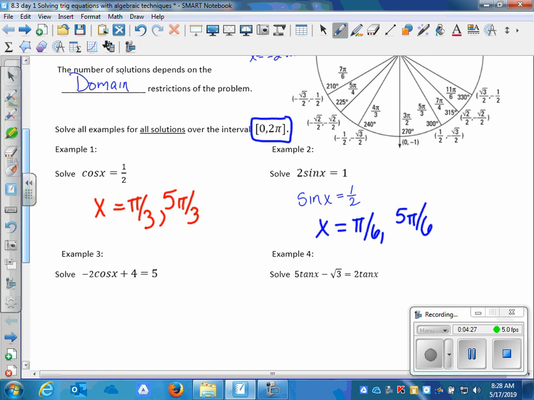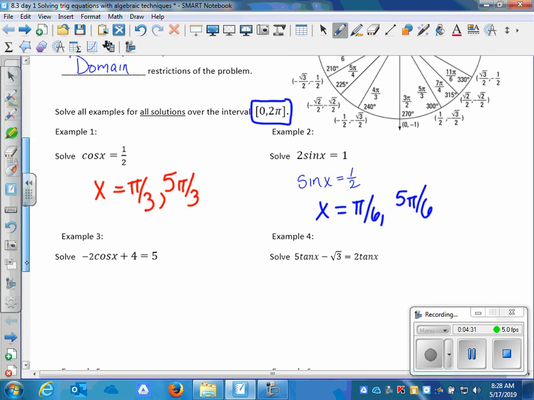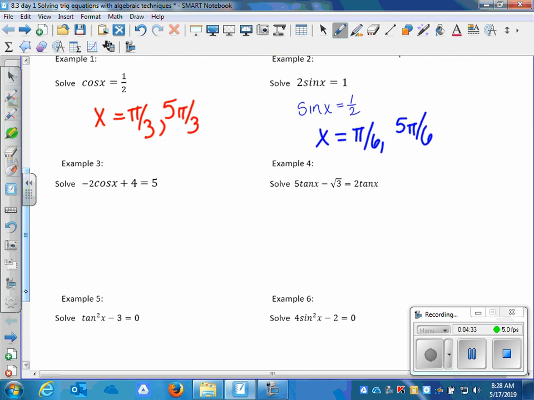All right, now some examples you'll get more solutions for, and some you'll get less. Now this example 3 and example 4 both actually have 2 solutions, but there's a little bit more steps to them. So for this first one, example 3, we've got -2 cosine x plus 4. You're going to isolate that cosine by subtracting 4 from both sides. And then, of course, your last step is divide by -2. So cosine x equals -1/2.